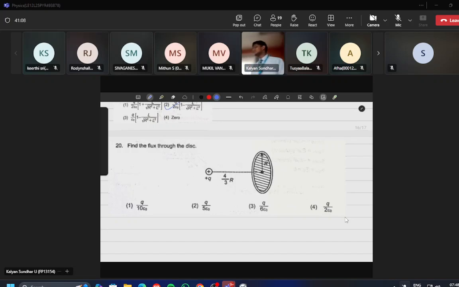So 1 minus cos theta value. So this will be having a theta. So cos theta will be adjacent by hypotenuse. Adjacent is 4r by 3, hypotenuse is 5r by 3. So your flux will be equal to 1 minus 4 by 5, into Q by 2 epsilon naught. So 5 minus 4 is 1, so Q by 2 into 5, that is Q by 10 epsilon naught.